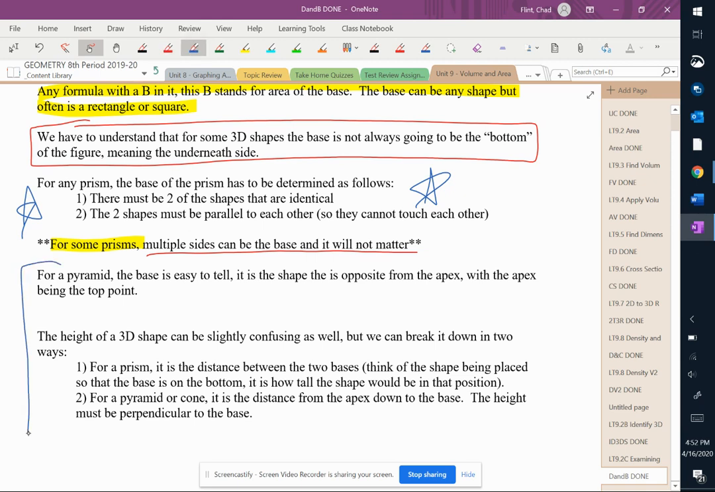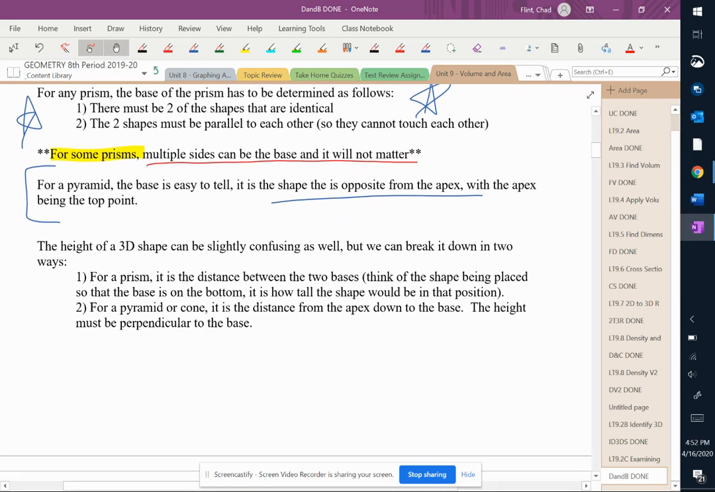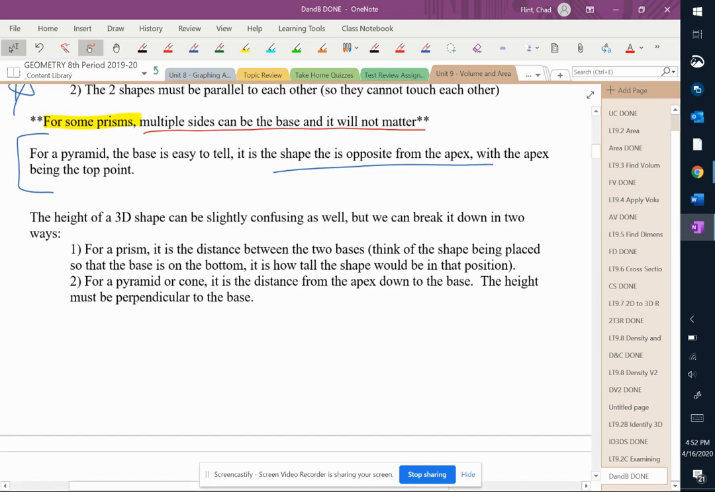For pyramids, which is the other thing that has the B in it, it's real simple. The base is opposite from the apex. All right, so the apex is the top point that we talked about. The base is going to be a square or a rectangle or any number of other shapes, but it's the opposite side from the apex. Very straightforward. You'll also see some problems in here that are going to talk about this.